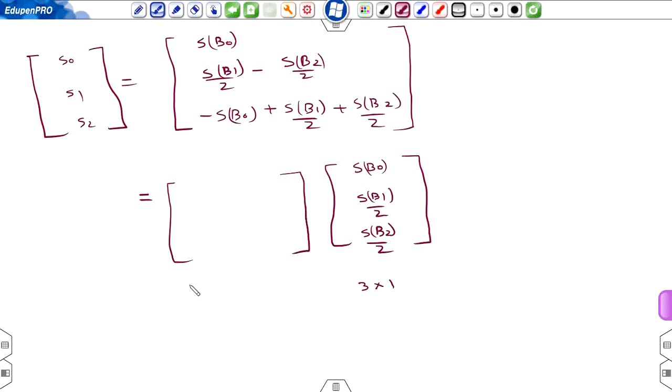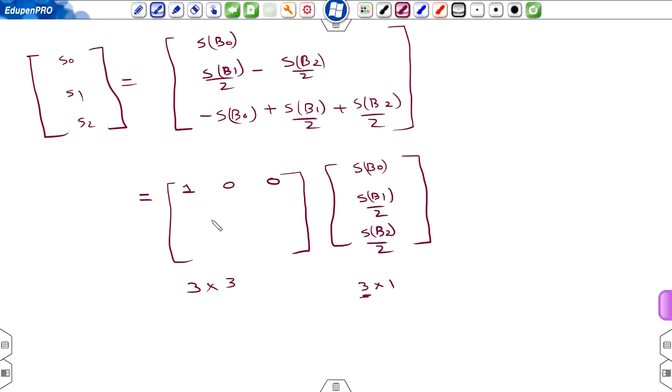I have to have 3 rows. So the matrix that I am going to create will have 3 rows, and the number of columns will also be 3, based on the number of rows of this matrix. So 3 cross 3 matrix. First, at this point I can have 1, so 1 into s of beta 0 will be s of beta 0, and no other term is present, so the remaining values are 0 and 0.